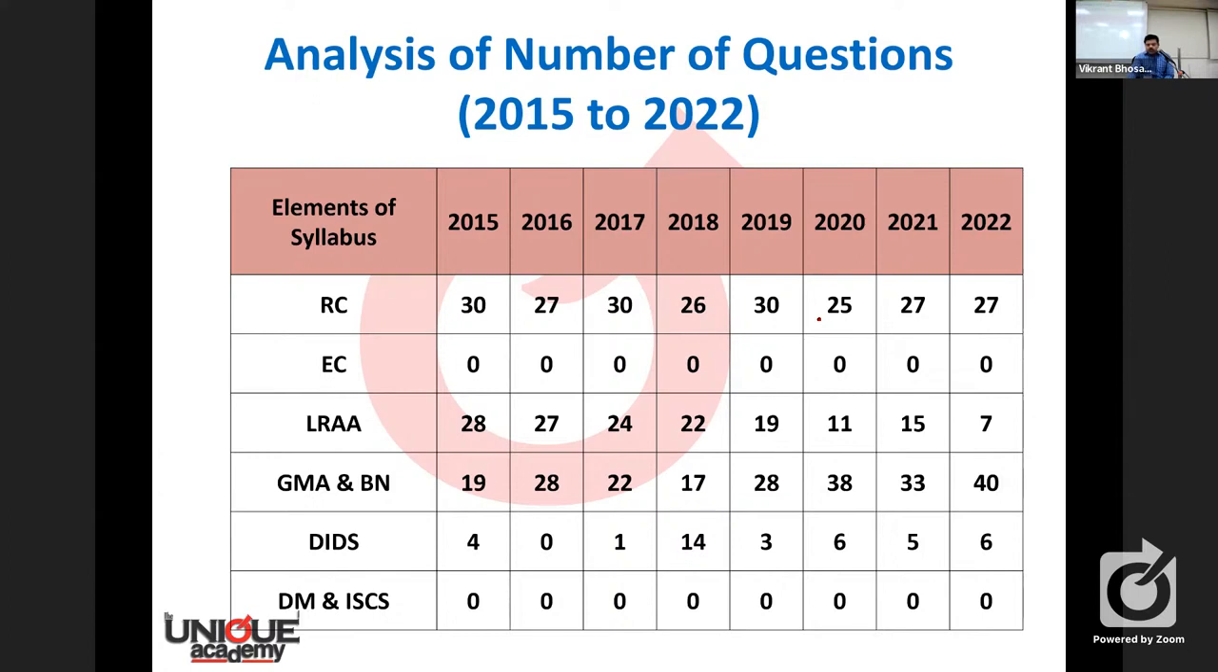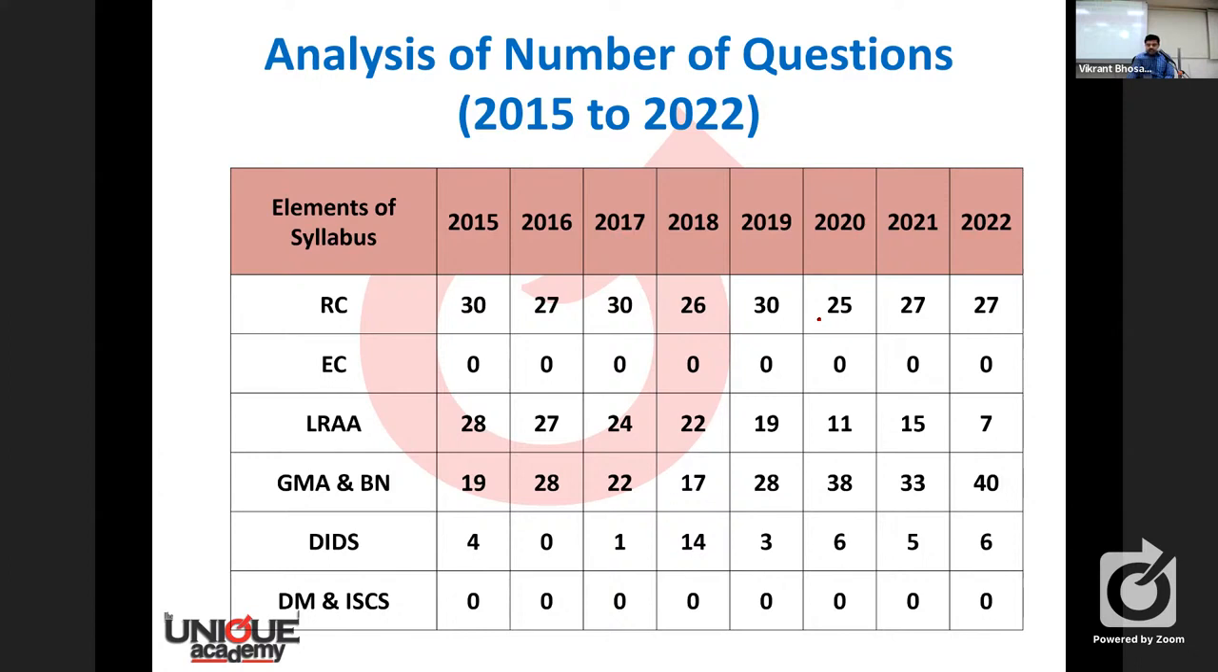LRAA has suddenly gone down in the last 3 years. So in 2022 we regained 7 questions suddenly. But again, UPSC is sometimes sarcastically called unpredictable for this reason. You don't know when they will suddenly increase the number of questions in logical reasoning and analytical ability. Then look at maths. Since the last 3 years, the number of questions is going up. So suddenly last year they asked 40 questions out of 80. So 50% weightage to mathematics.